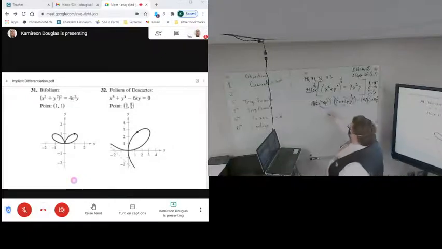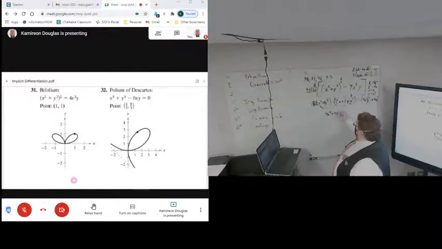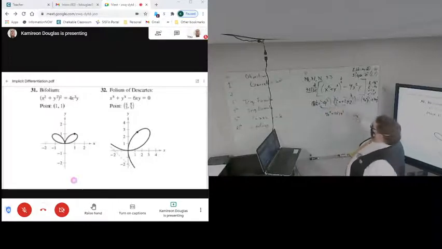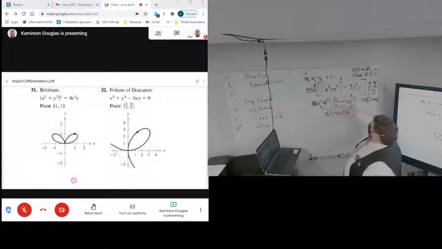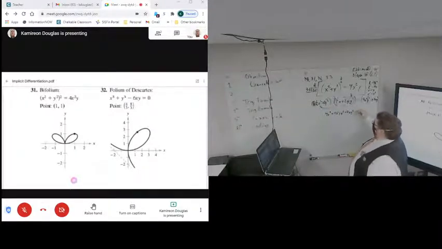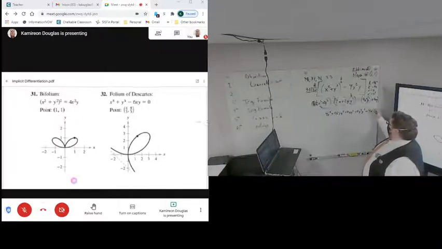2x squared times 2x would become 4x cubed. 2x squared times 2y, y prime would become 4x squared y, y prime. 2y squared times 2x would become 4xy squared. 2y squared times 2y, y prime would become 4y cubed y prime. Okay? And the right-hand side doesn't do anything. 4x squared y prime plus 8xy. That's it.